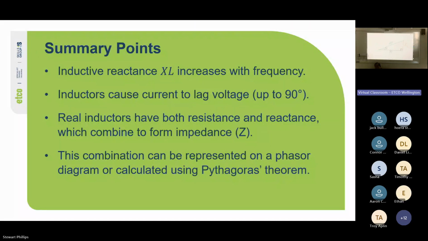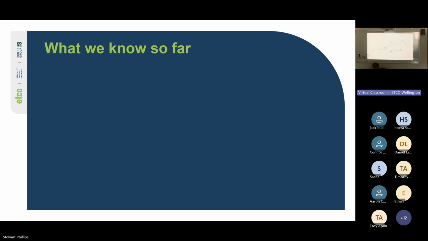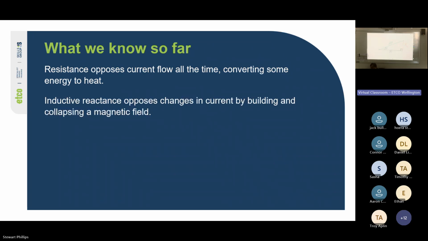Cool. So now that we've got those points down, we can start looking at our phasor representation, vector addition, and our impedance. So we'll pull together what we've already known. We've seen that resistance opposes current flow all the time, converting some energy to heat, while inductive reactance opposes changes in current by building and collapsing a magnetic field. Both of these oppose current, but they do it in different directions. Resistance acts in phase with the current, and reactance acts at 90 degrees out of phase.